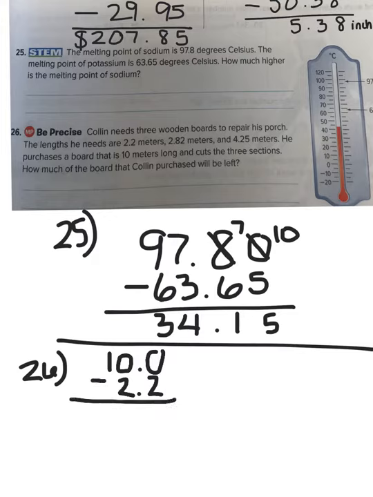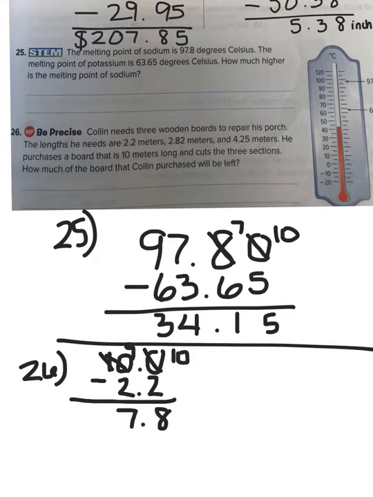Making sure to line up our decimal places, and we can add the 0.0 with the 10 so that we can subtract. So we need to borrow, leaving us with a 9 over here and getting a 10 to take away 2 from 10, and then 9 minus 2 leaves us with 7. Bringing down our decimal place, we have 7.8.